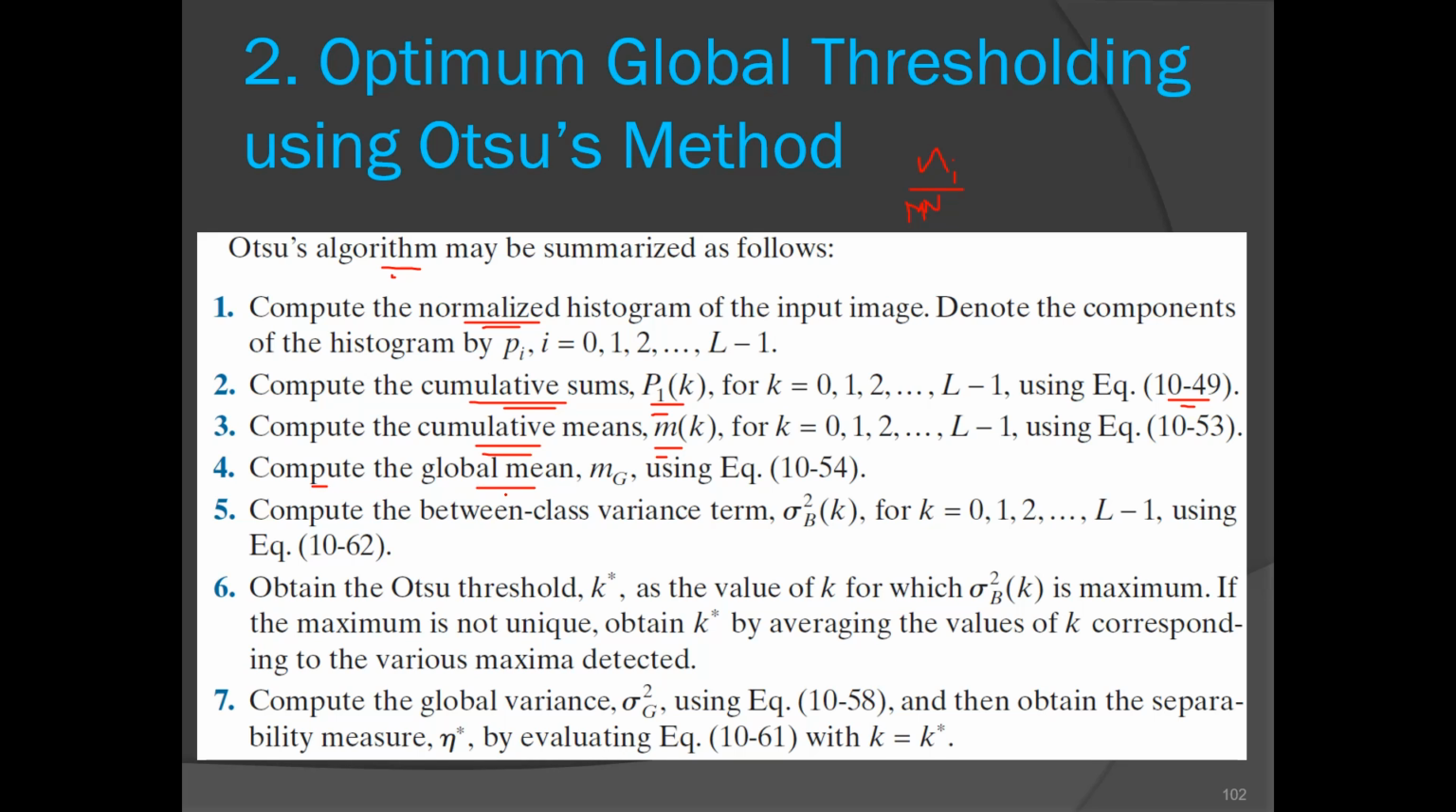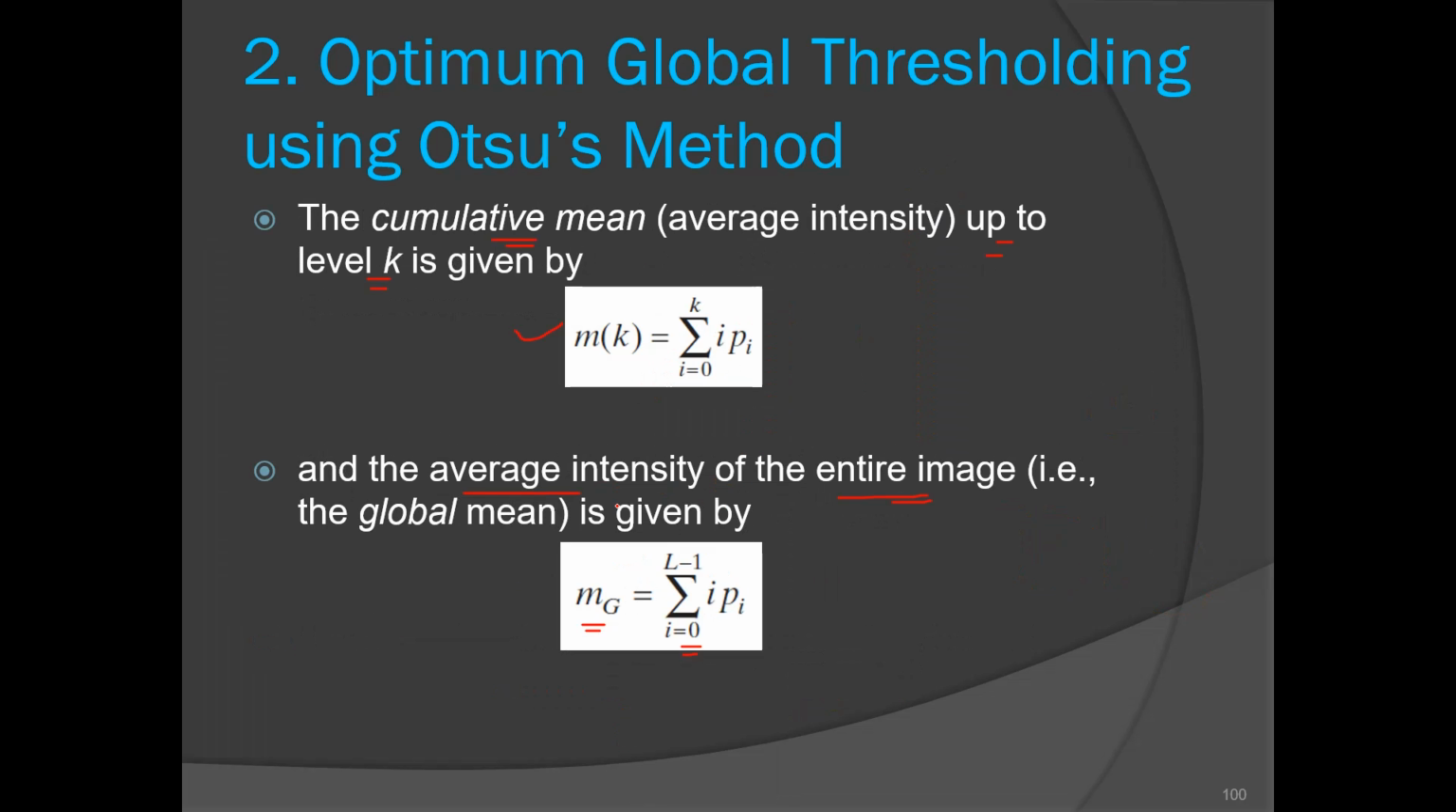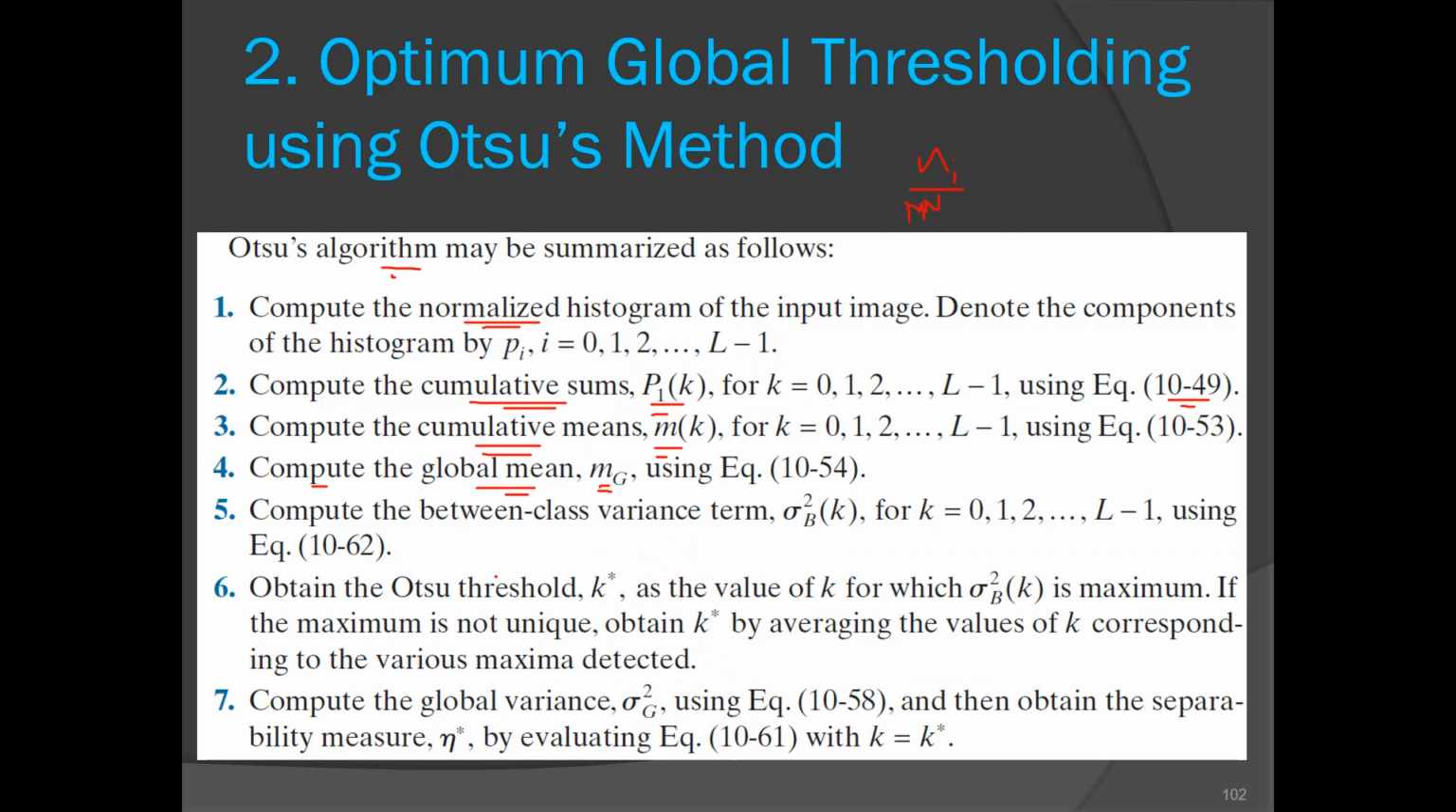Then compute the global mean; we have seen the equation for the global mean. Then compute the between class variance, which is represented by this one, and then obtain the Otsu threshold k star. This k actually varies from 0 to L minus 1. We are assuming k to be every possible value. Obtain the Otsu threshold, the optimal value k star, as the value of k for which the between class variance is maximum.